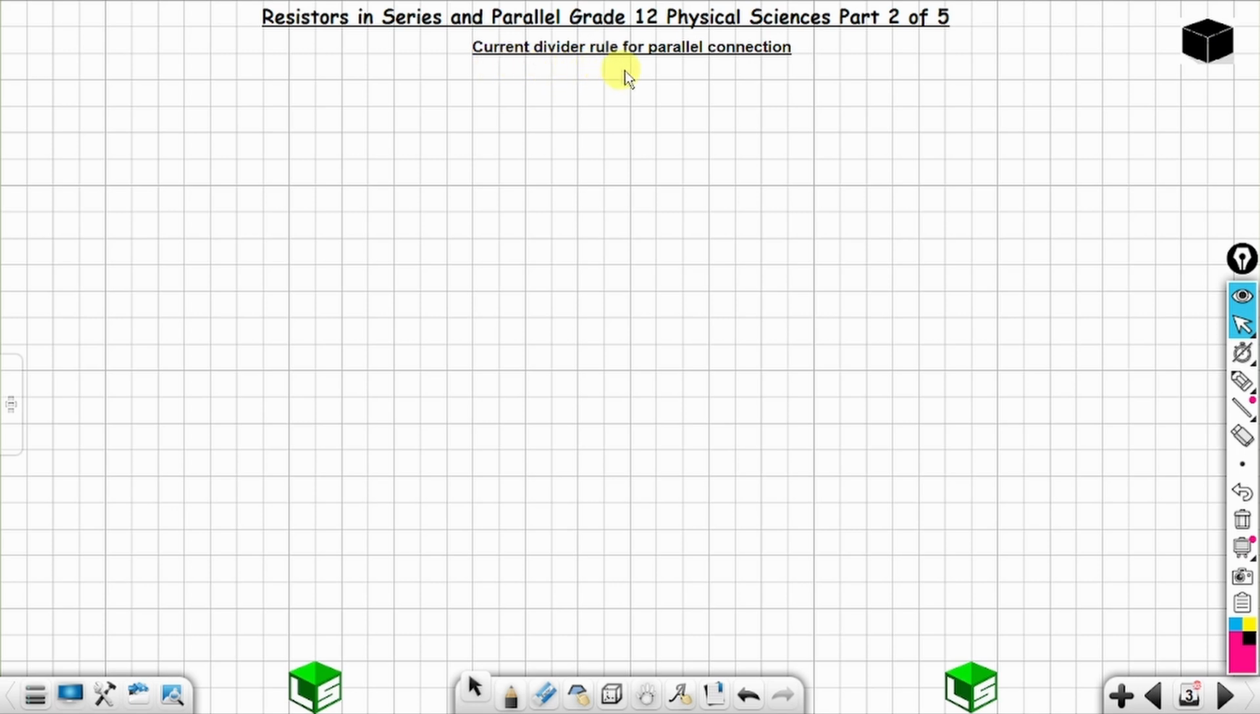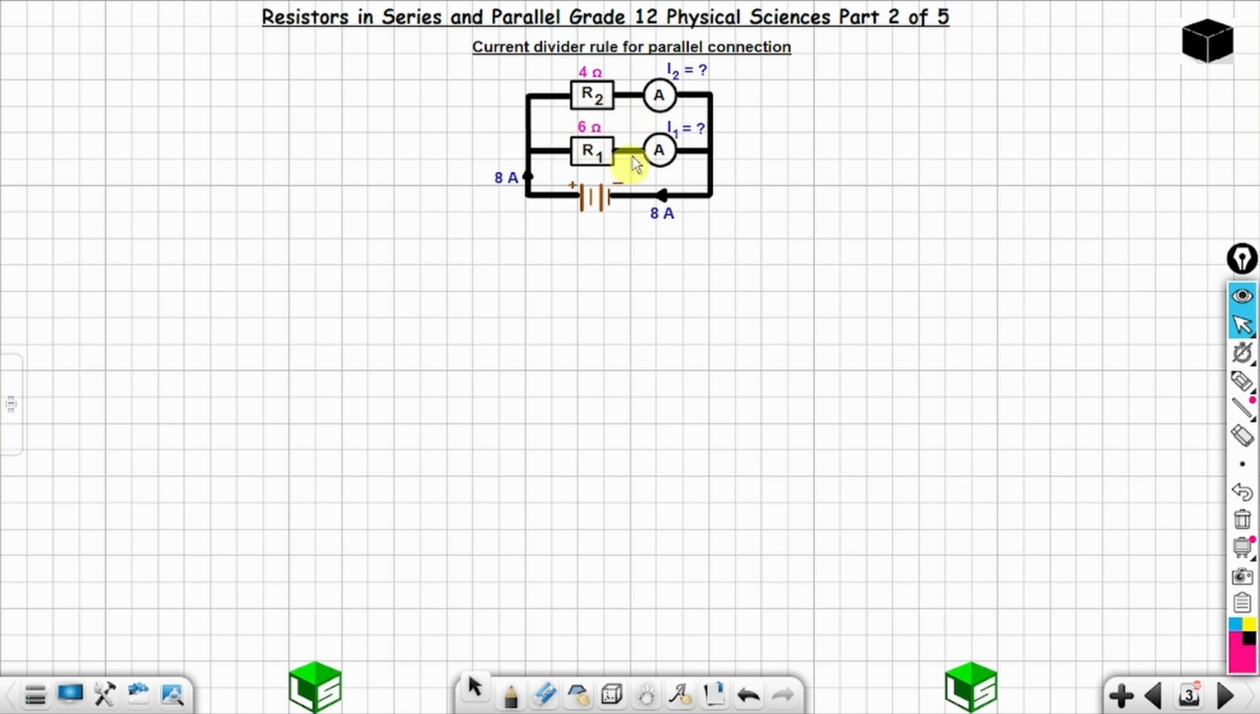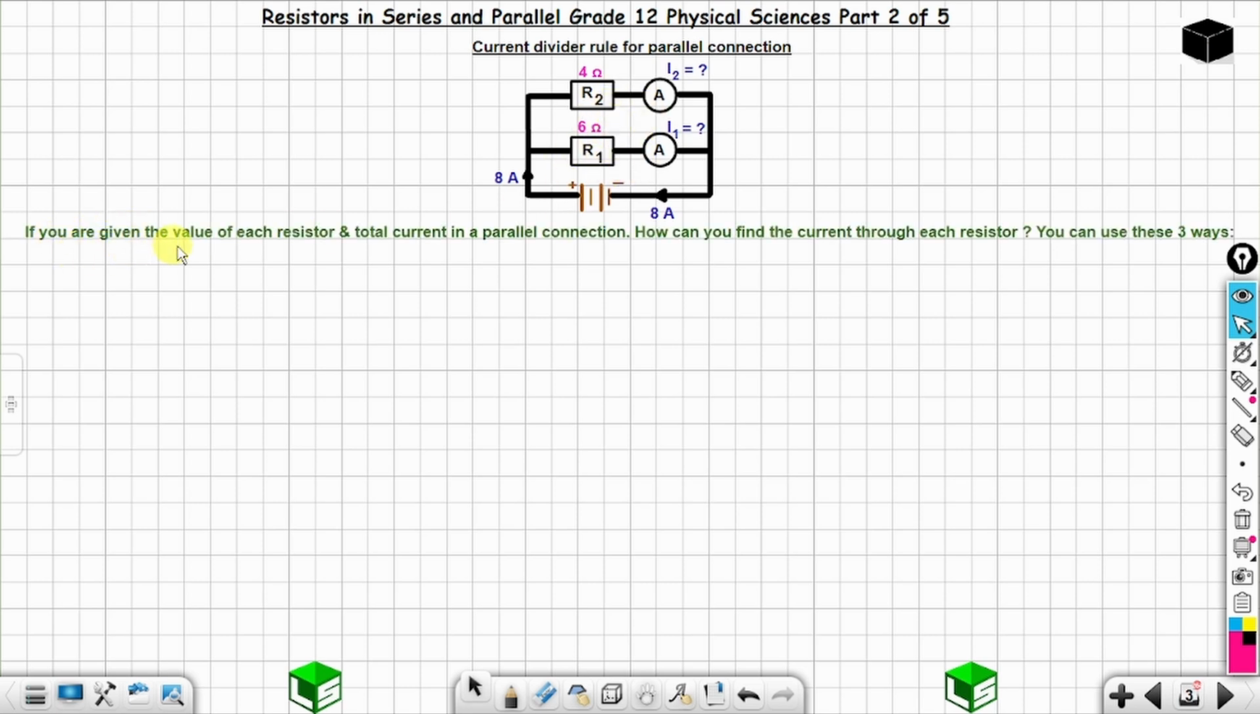Now, current divider rule for parallel connection. So this is a parallel connection. If you are given the value of each resistor and the total current in a parallel connection, how can you find the current through each resistor? You can use three ways. You are given the value of each resistor, and you are also given the total current. The total current is 8 amperes.